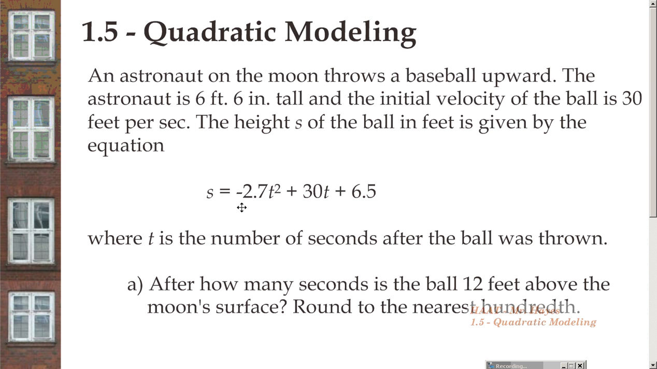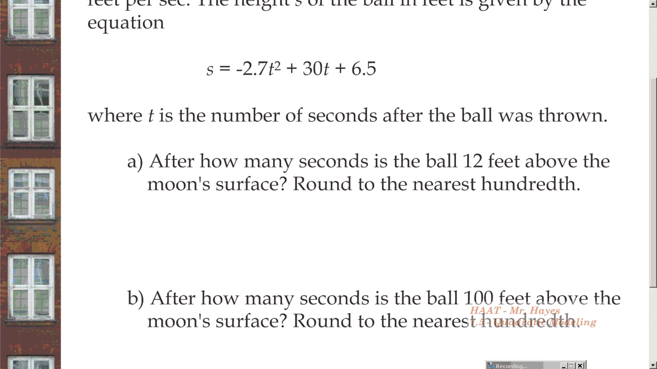A couple of things, just so you know, this coefficient is half the coefficient of gravity, or the gravity on the moon. That's it. 30 is how fast the ball's initially going. 6.5 is the height of the guy or woman. I'll let your physics teachers discuss that with you. Okay, t is the number of seconds after the ball was thrown, and then s remembers height.